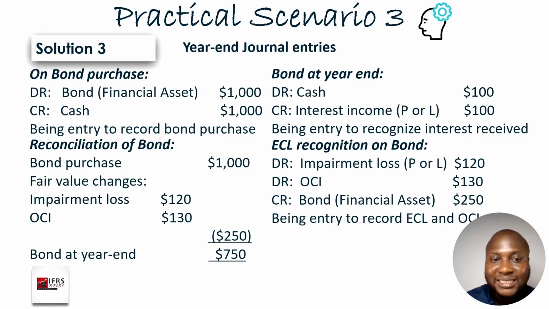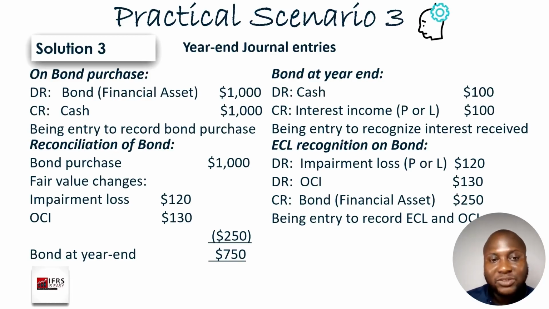Now if you look at the ECL recognition bit and look at the reconciliation that we have, you will see that we said the bond purchase is $1,000 and then the bond at the year end is $750, meaning there is a fair value change of $250. Now that fair value change is split between impairment loss and other comprehensive income, because we are saying we are measuring this as fair value through other comprehensive income. So the impairment loss will be $120, which is part of the fair value changes, and the remaining difference of $130 goes to other comprehensive income.